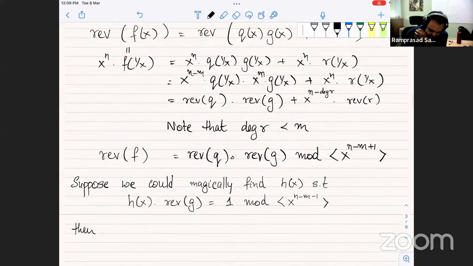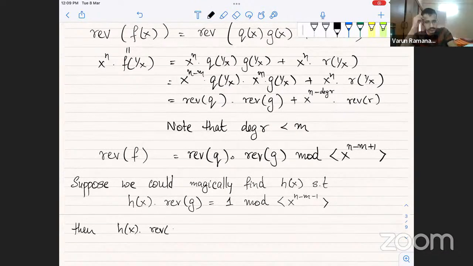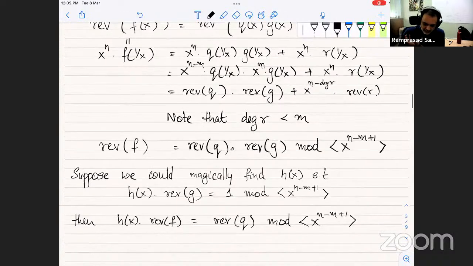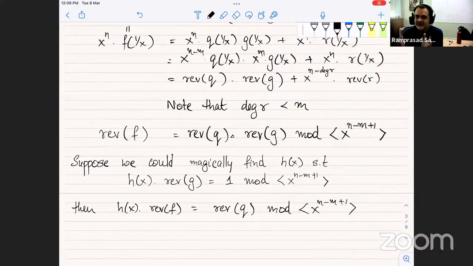So this basically means that h(x) times the reverse of f is going to be equal to the reverse of q, but it's not quite the reverse of q, it is the reverse of q modulo this stupid thing. Oh, sorry, this is a plus one. Okay, so you get something. But the question is, do we have enough information to figure out what q is at this point?